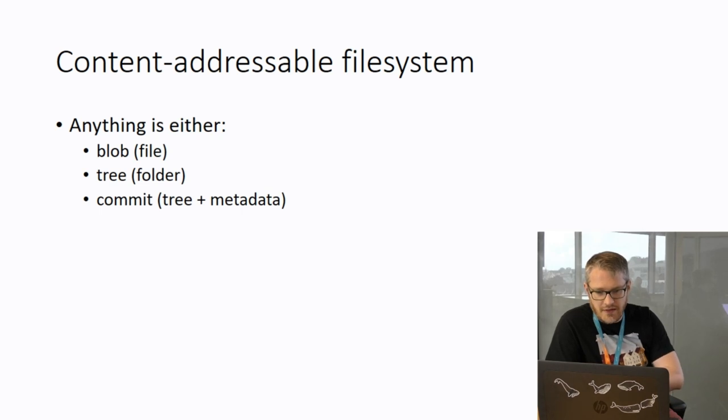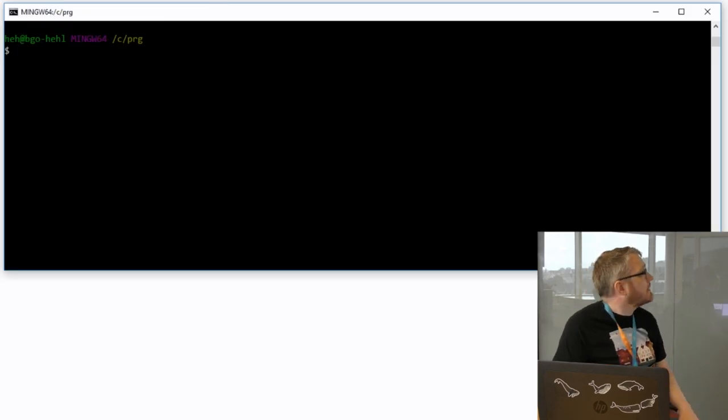So in the content addressable file system, there are three types of objects you can store. It's any sort of file, which we call a blob, and a tree, which is typically a folder. It's a thing that contains more trees or blobs, and finally the commits, which is a tree plus metadata, which means a commit contains the project folder and everything in it, plus metadata, which is who committed this, what was the parent commit, and a few other things. I'll show them later.